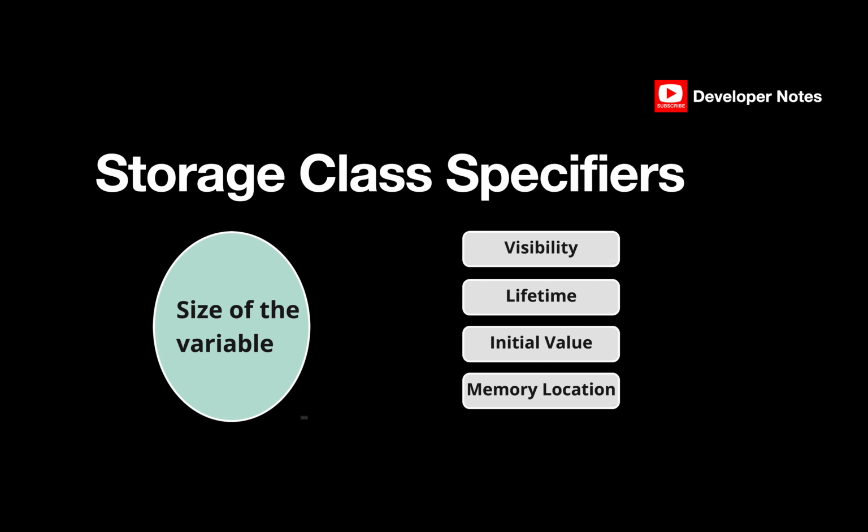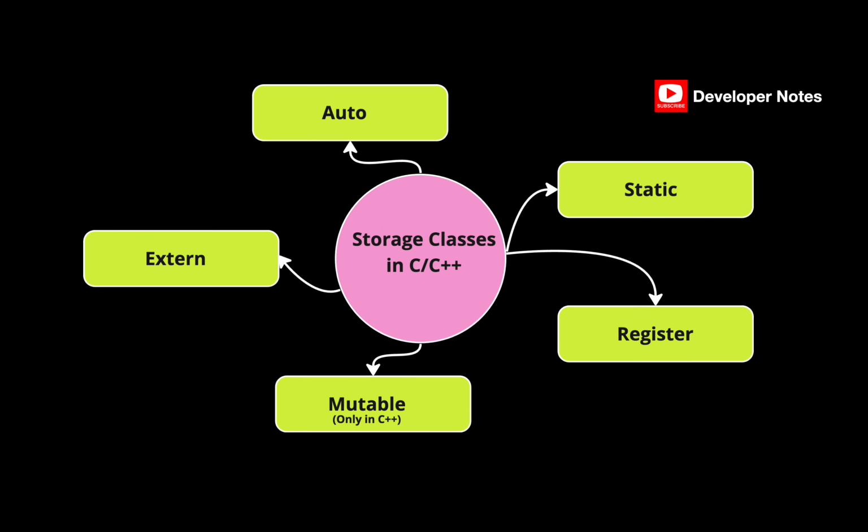We learned that storage classes don't talk about the size of the variable, but talk about where and all you can access the variable and how long you can access them. The storage class specifier is used for determining the visibility, lifetime, initial value, and memory location of any given variable. There are 5 storage class specifiers in C++, including auto, static, extern, register, and mutable.